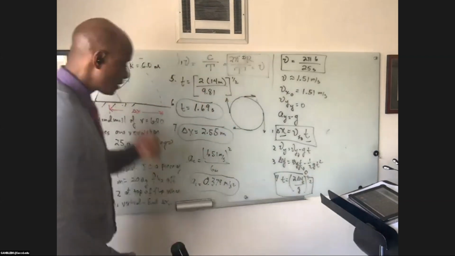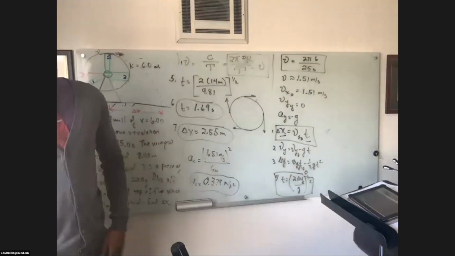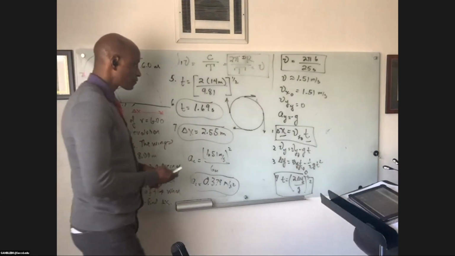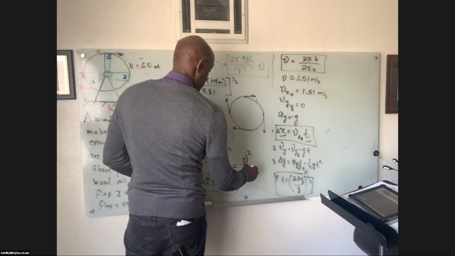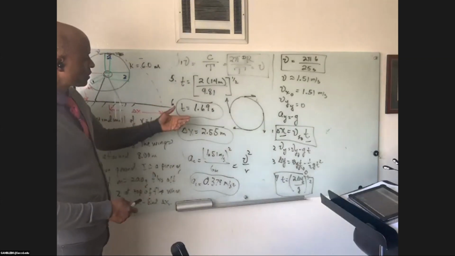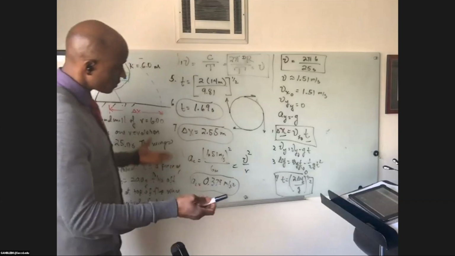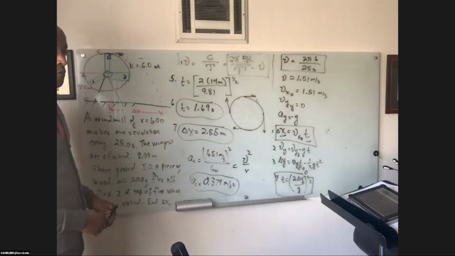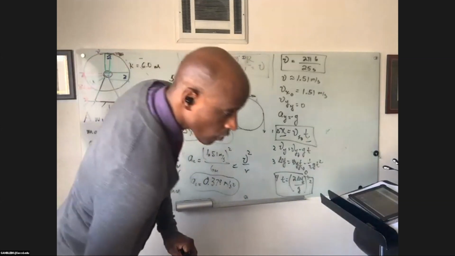How do you get AC? It's from the definition. It's v squared over r. So it's the definition that we used. Centripetal acceleration is v squared over the radius. So v squared, we just calculated somewhere. Oh no, we did it over here. And the radius is 6 meters. Yep.